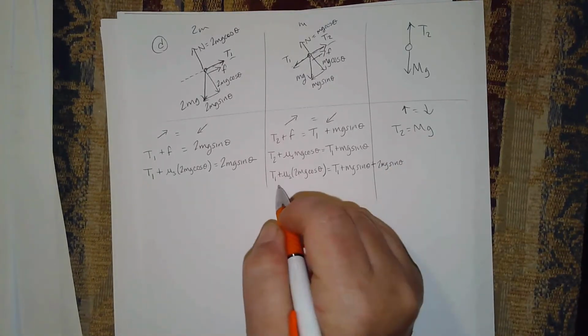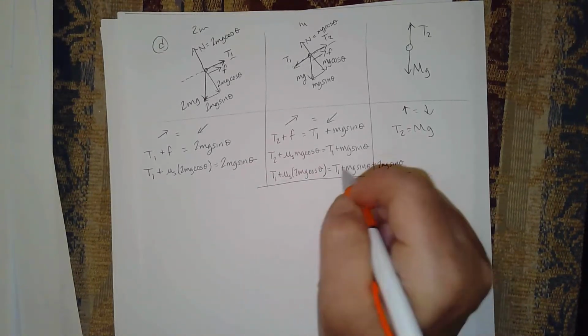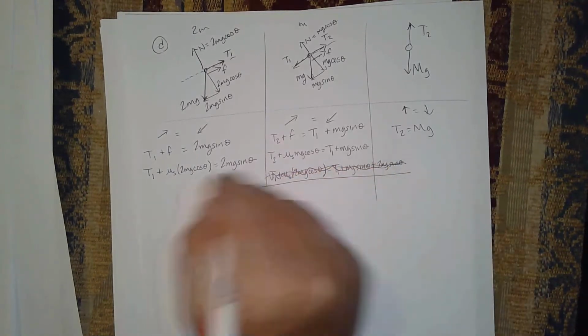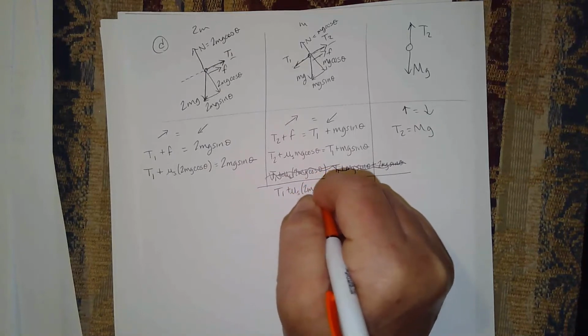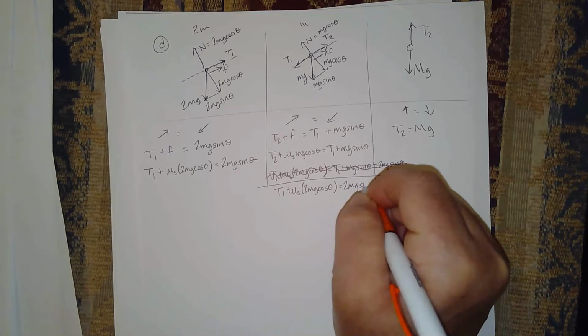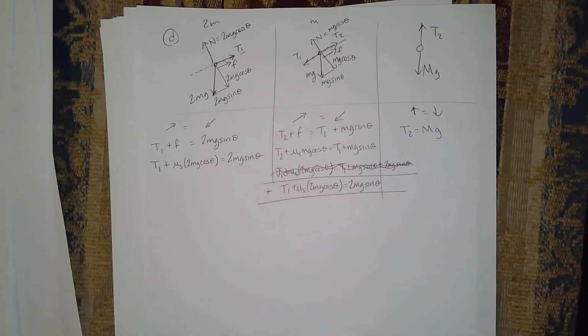Okay, now I've got, no, hold on. Let me erase that. Nah, that's not right. I was meaning to write this: T1 plus mu static times 2mg cosine theta is equal to 2mg sine theta. Sometimes we make mistakes, and that's okay. All right, so I put plus.